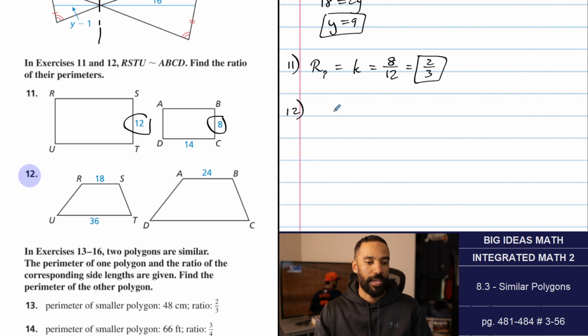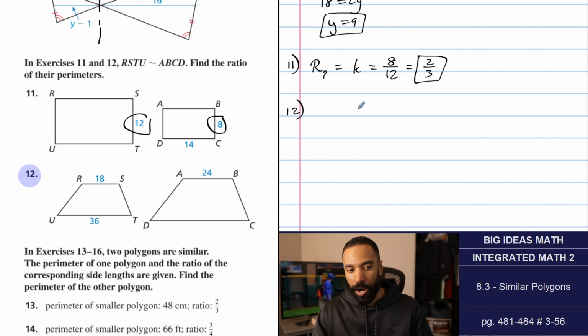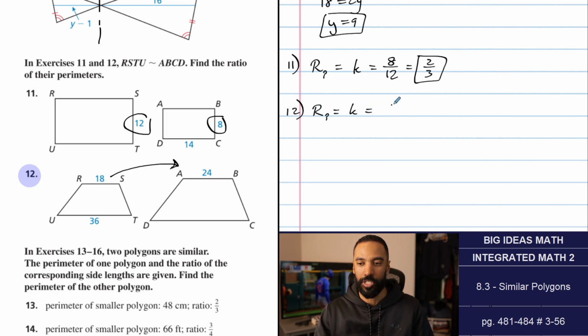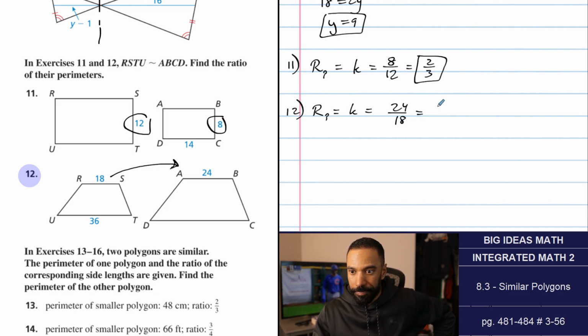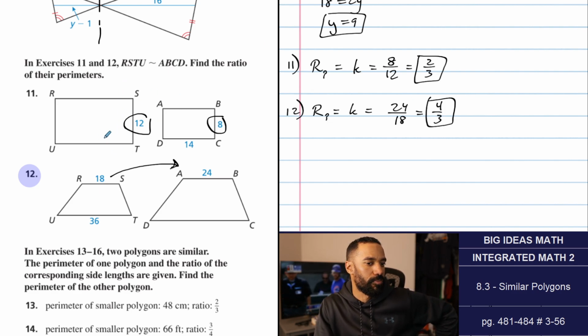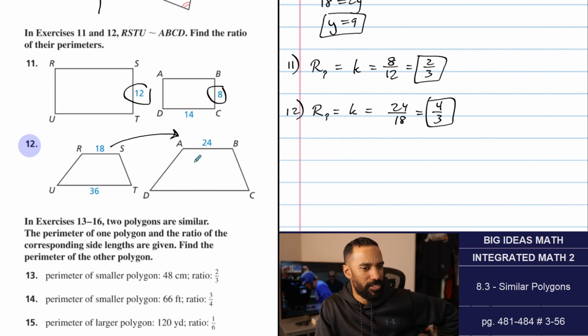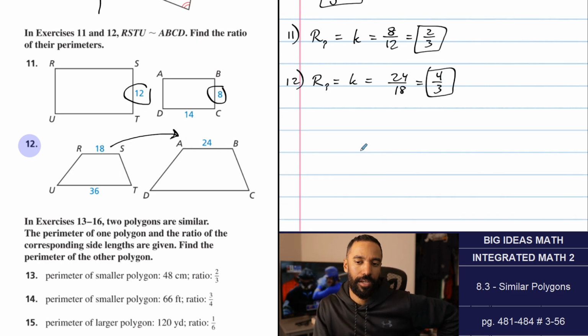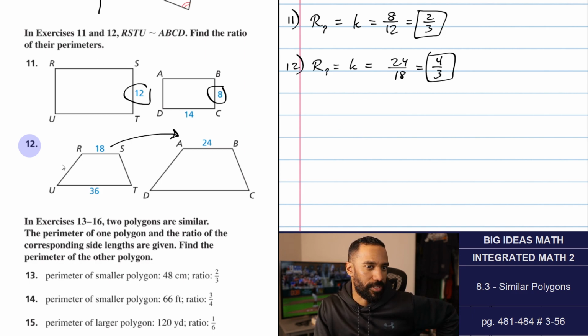Number 12, same thing, RSTU for ABCD. From RS to AB, it looks like an enlargement here, so I'm going to divide 24 by 18, but it's the same thing. The ratio of perimeters is the same as the scale factor, which is 24 over 18, which is 4/3. And look, this one looks more like a rectangle. I can't guarantee it is, but this is not a rectangle. They're not expecting you to find the perimeters. They just want you to compare the perimeters. How many times bigger is one versus the other.